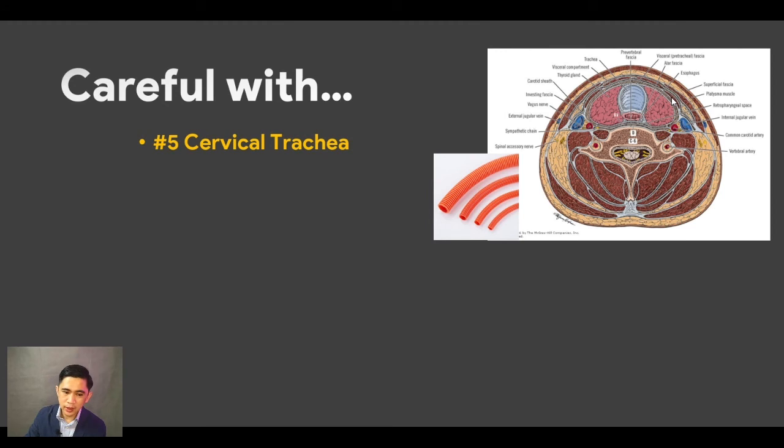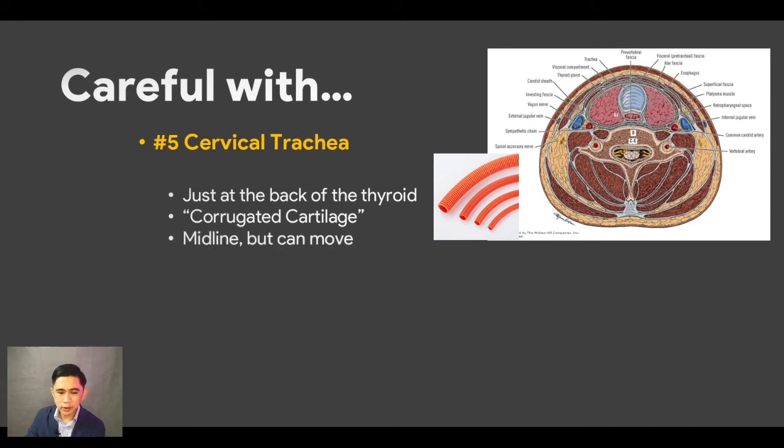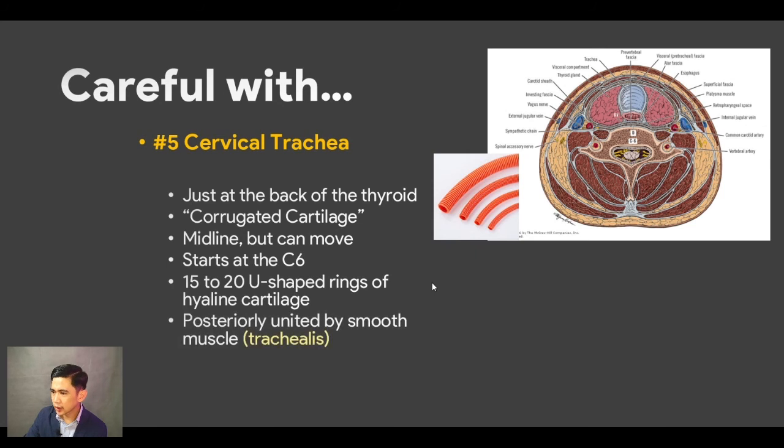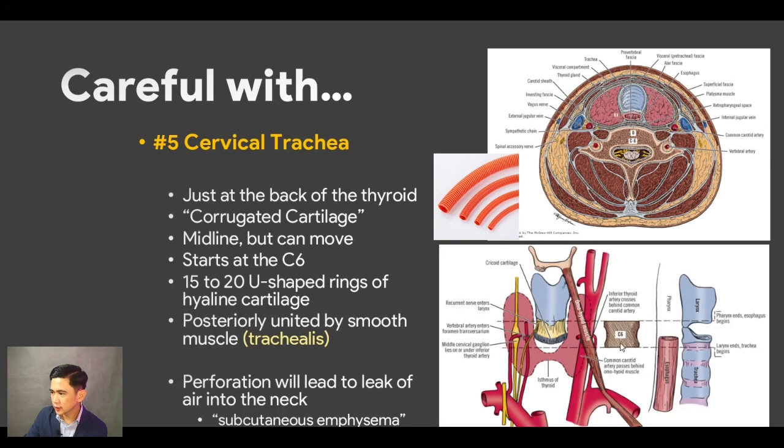The trachea is identified by its corrugated structure. It has corrugations on it. So if you palpate it here and notice some corrugation, that's the trachea. It is just at the back of the thyroid, and we call it corrugated cartilage. It is usually midline, but it can move. Depending on if you have a very big thyroid gland on one side, it will push the trachea to the other side. It starts at the C6 vertebra.